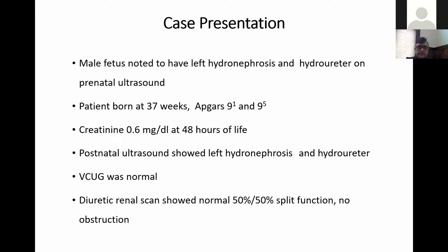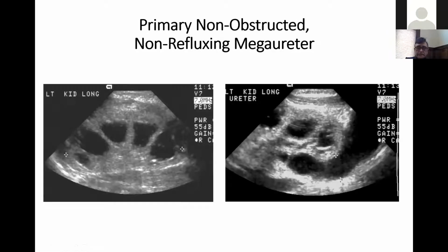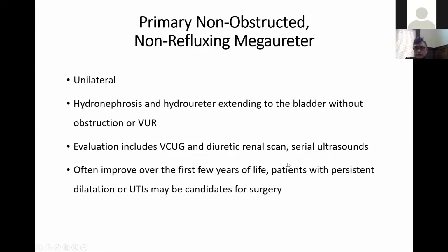We have this male fetus with left hydronephrosis and hydroureter on prenatal ultrasound. Patient was born at 37 weeks, APGAR 9 and 9. Postnatal ultrasound shows left hydronephrosis and hydroureter. And this is a normal renal ultrasound. In postnatal, you saw some fetal lobulations in the kidney. And this was his kidney. It is a primary non-obstructive, see the ureter, huge, non-obstructive, non-refluxive megaureter.